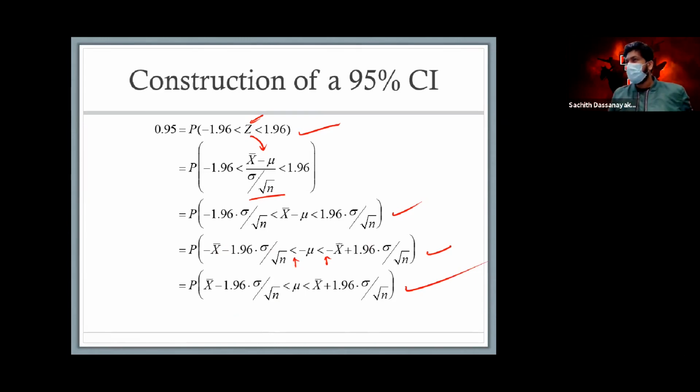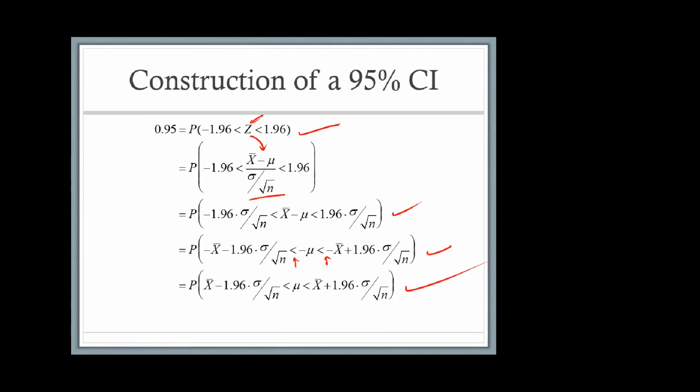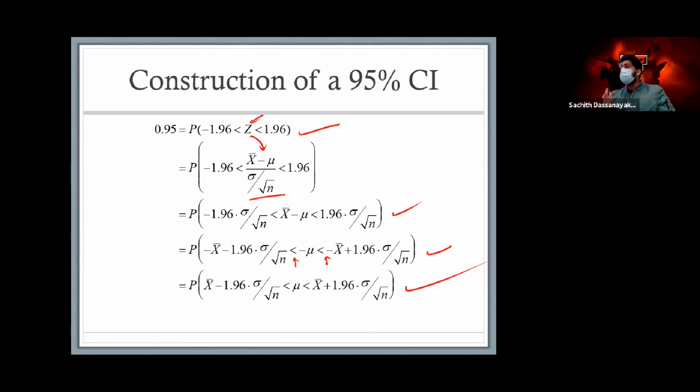Most of the time you can use this result. You don't need to derive everything. In most of the problems you can use this result. Clear? So this is our 0.95 confidence interval for mu.